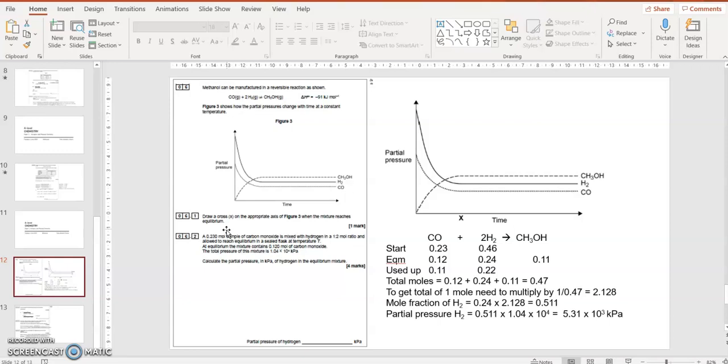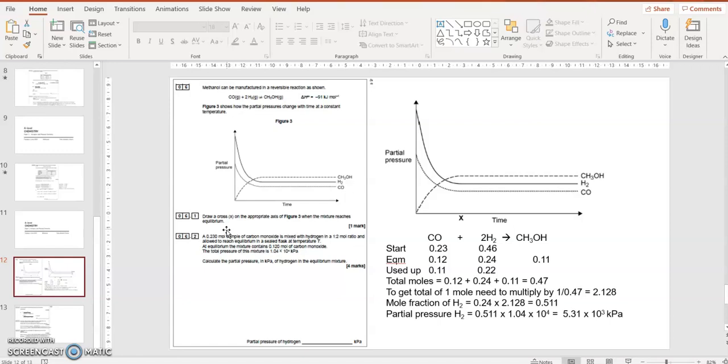A 0.230 mole sample of carbon monoxide is mixed with hydrogen in a 1 to 2 mole ratio and allowed to reach equilibrium. So I've got 0.23 moles of carbon monoxide. I've got twice that, because it's in a 1 to 2 ratio, 0.46 moles of hydrogen. It says at equilibrium I've got 0.12 moles of carbon monoxide, which means that if I started with 0.23 and I've now got 0.12 moles, I've used up 0.11 moles of carbon monoxide. That means I must have made 0.11 moles of methanol, because 1 mole of carbon monoxide makes 1 mole of methanol. And I must have used up 0.22 moles of hydrogen, because 1 mole of carbon monoxide reacts with 2 moles of hydrogen.